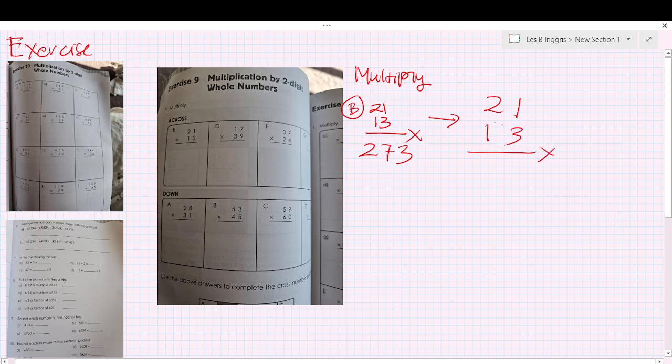The first step, multiply the first one with the tens. So you got 3 in the back and 6. Okay, and then multiply the tens with the tens above. So you get 1 and 2, 21. So the answer is 273. Yes, that's correct. Okay.